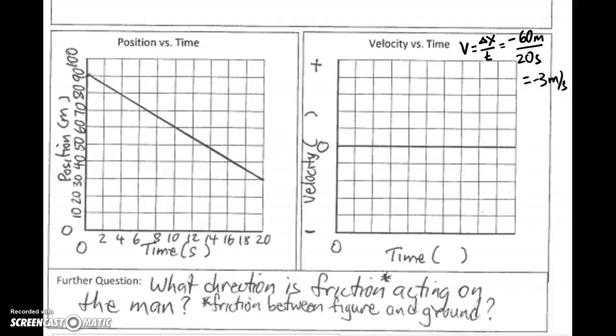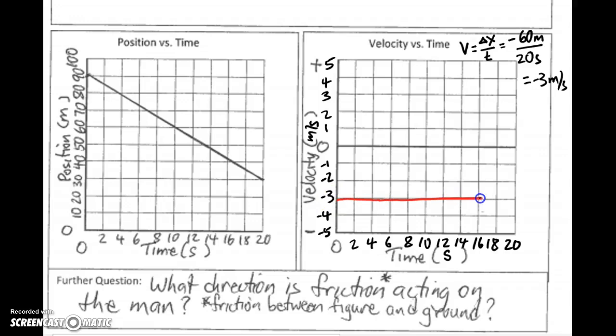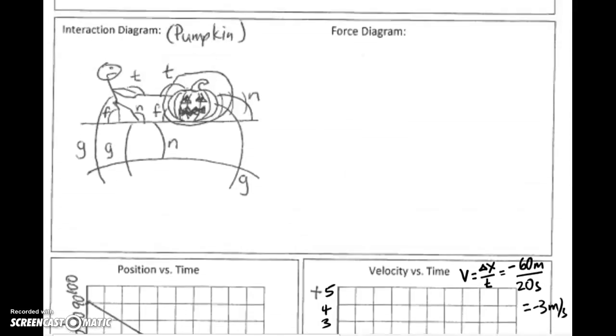Let's go ahead and put this on the graph. So minus 3 meters per second, constant velocity. I've labeled the axes with units, and I'll change my color here just so you can see a little bit better. Okay, that shows minus 3 meters per second. Scroll back up to the top of the page here.